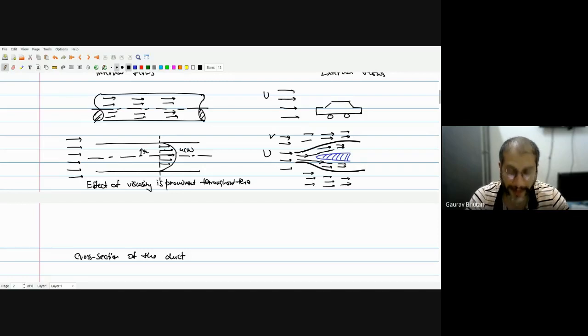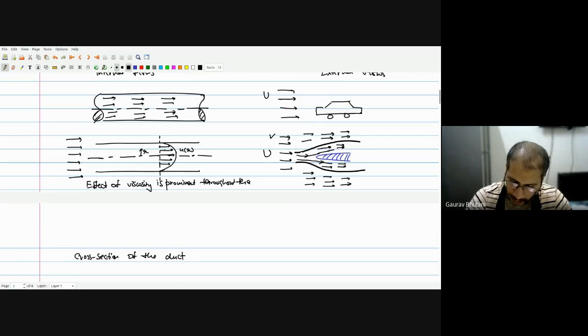Of course, if you had an ideal fluid, that is, the fluid had no viscosity, then you would not see this effect because any two layers cannot talk to each other. So even if the flow on the boundaries has to be stagnant, the layer just below it can have a very different velocity or a discontinuous jump, right? So the effect of viscosity is prominent throughout the cross section of the duct.